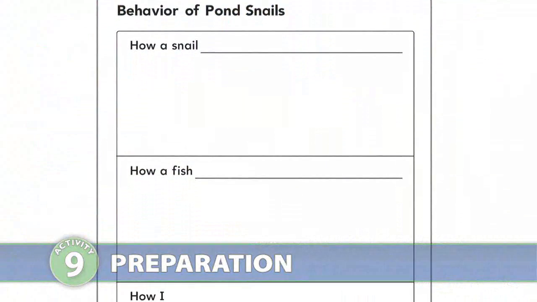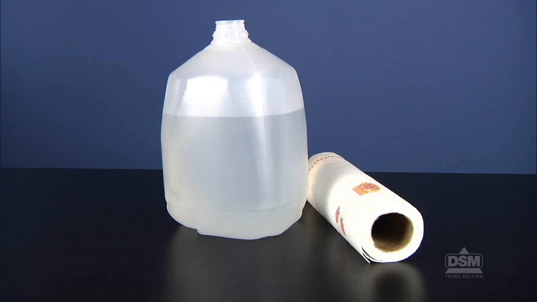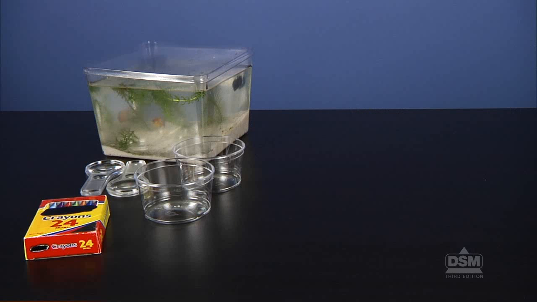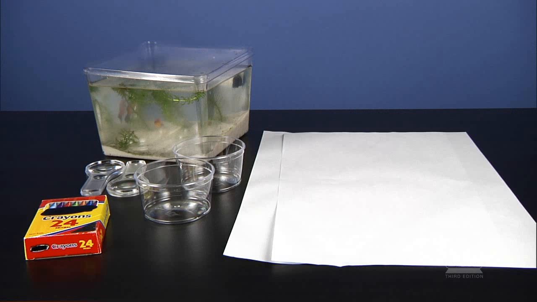To prepare for this activity, make a copy of Activity Sheet 9 for each student. Place a bottle of spring water and some paper towels at a distribution station. Each team of 4 will need their aquarium, 2 magnifiers, 2 plastic dishes, crayons, and 2 sheets of white paper.